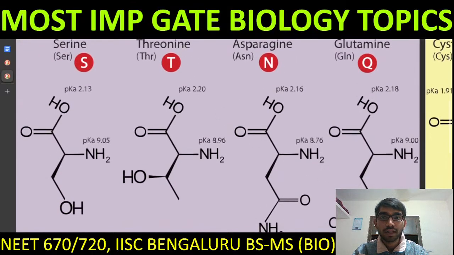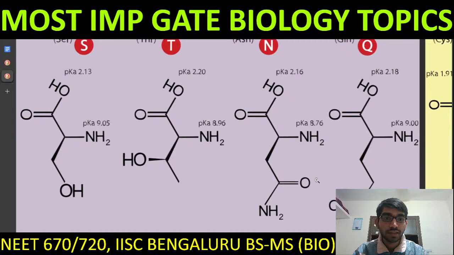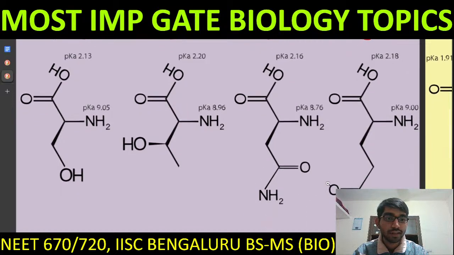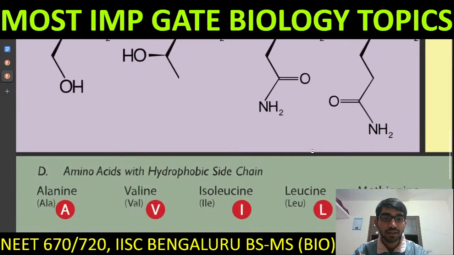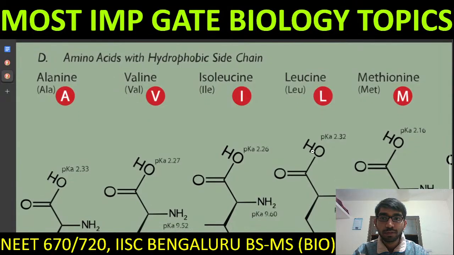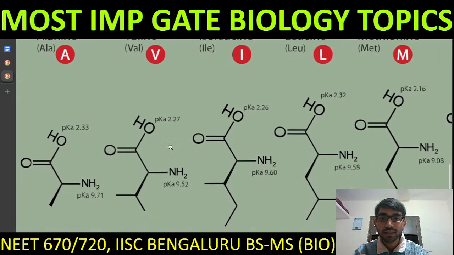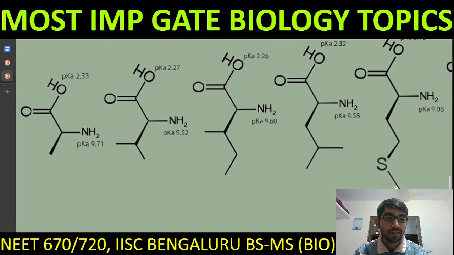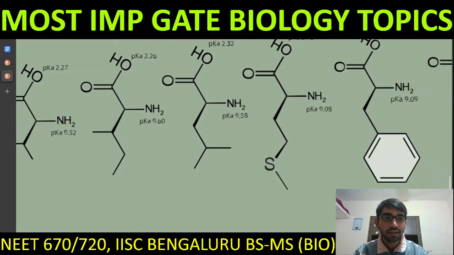Then these are polar uncharged amino acids like serine, which has an OH. Then threonine also has an OH. There is asparagine, which has a CONH2 amide group, and glutamine also has a CONH2, but with one more carbon than asparagine. Then there are hydrophobic side chains like alanine, valine, isoleucine, leucine, and methionine, which has a sulfur and CH3. This is the ending group of methionine.